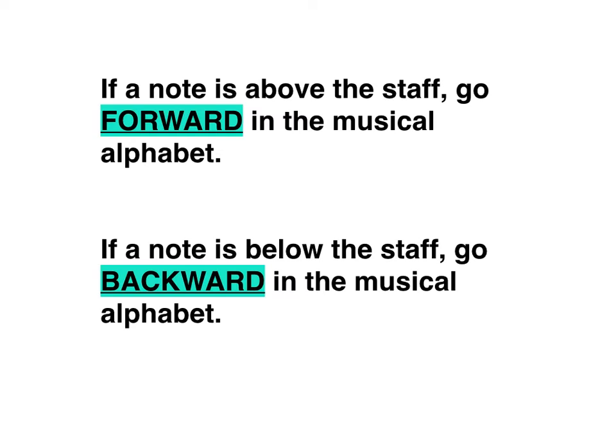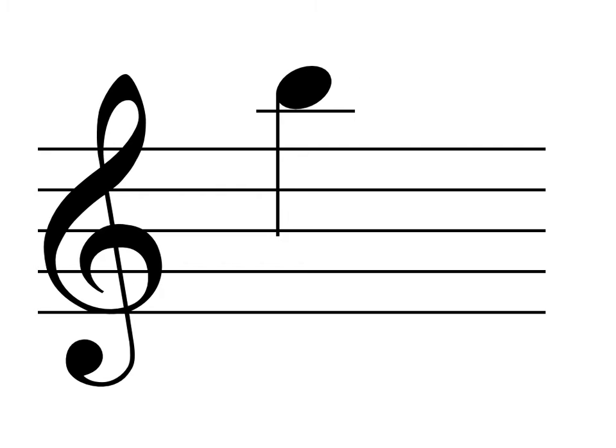If the note is above the staff, you're going to go forward in the musical alphabet using the same system of naming each line and space until you get to the new note. If a note is below the staff, you're going to do exactly the opposite and go backward in the musical alphabet. This is best demonstrated if we just do a few together.